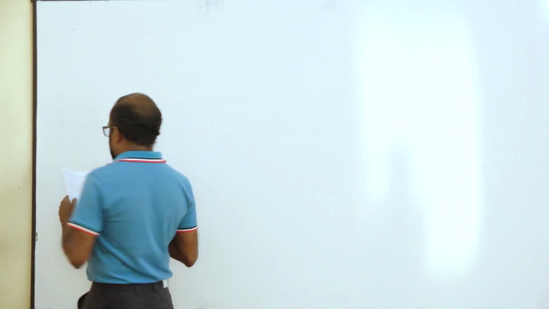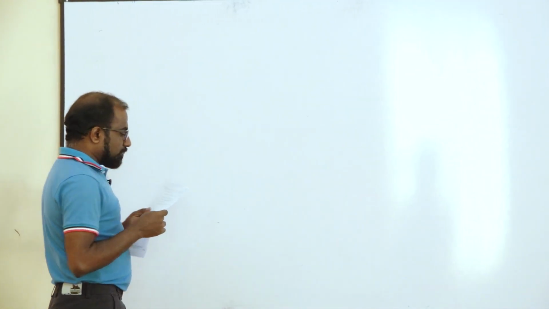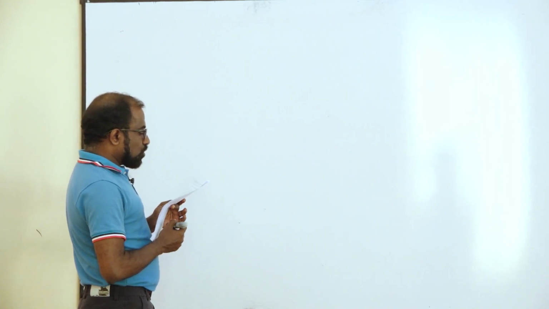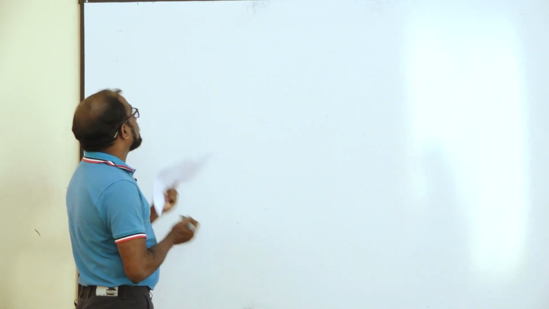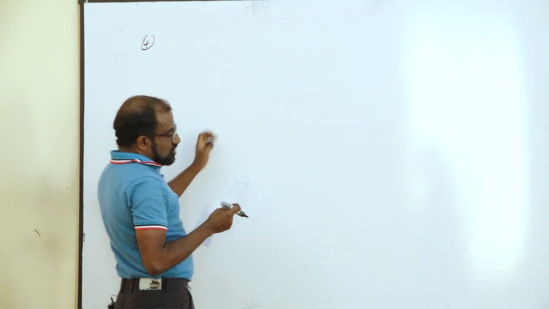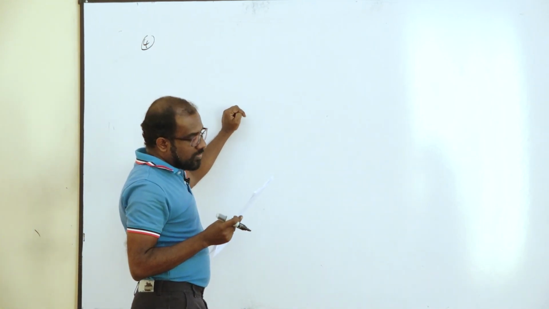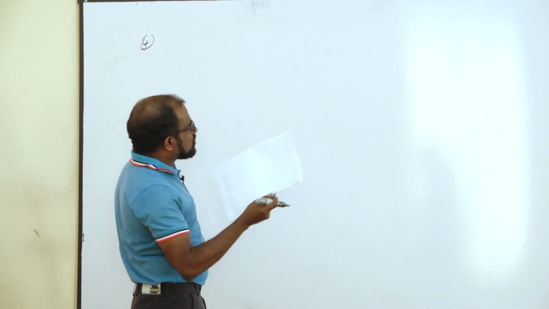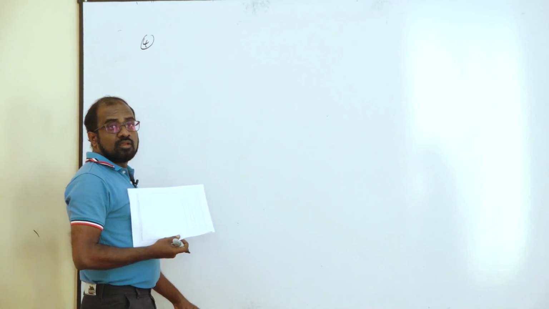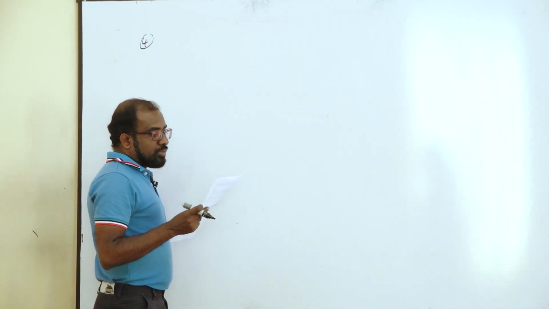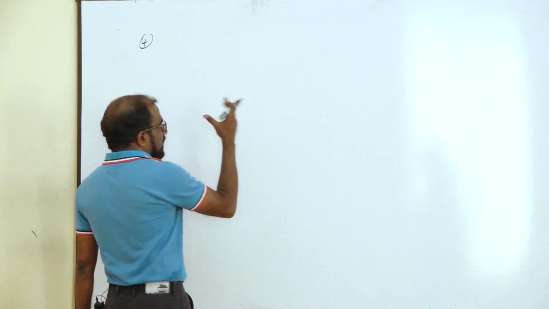Right, fourth question. Do the following construction using the ruler and pair of compass according to the instructions given. First one: draw the straight line PQ, 7 centimeters. When you do constructions, we can use the compass and the ruler only. So take a straight line of 7 centimeters.